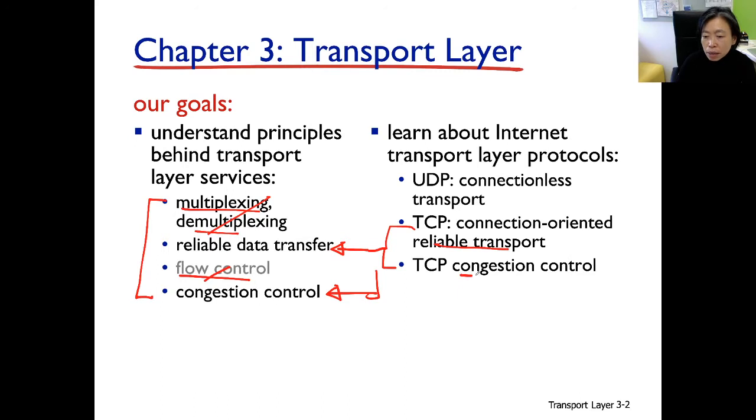Reliable transport, congestion control. Now you can imagine UDP being very simple, right? It's a connectionless transport layer service versus TCP being connection-oriented. So in UDP, you don't need to set up something ahead of time before we send data. But with TCP, you need to have a setup process before we begin to send data packets.